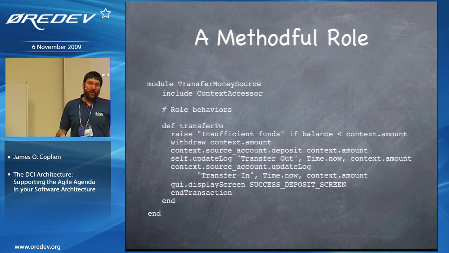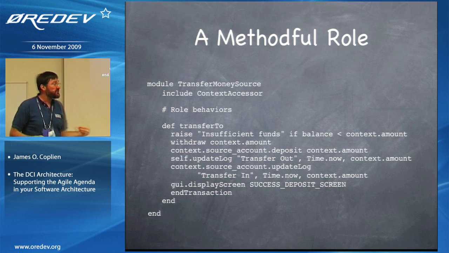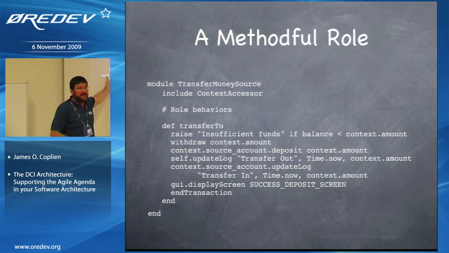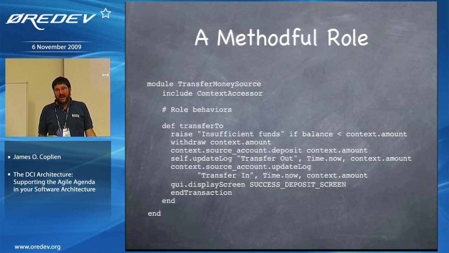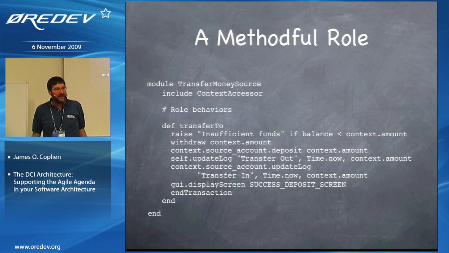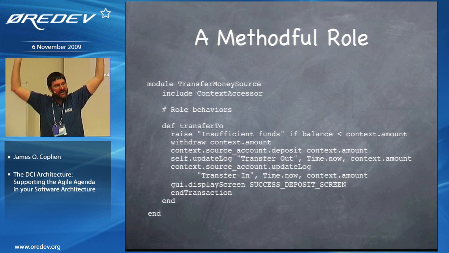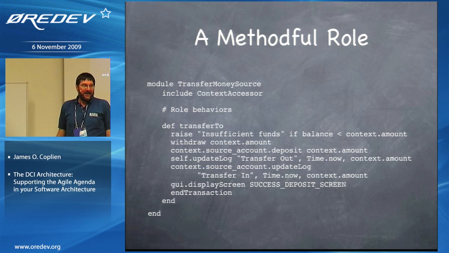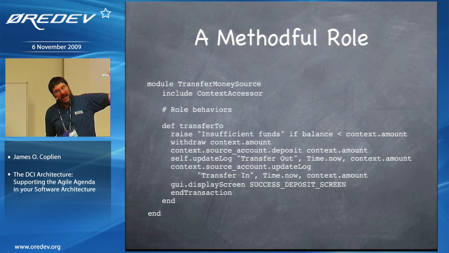In DCI, the roles have methods, so they're not just interfaces. So here's transfer 2, and I can read this. I can do code inspections on this. I can hand this to my office mate with a big red pen and say, does this make sense? If I do this in your grandfather's object-oriented programming way, the methods are, you know, you put them in a box with some dynamite, you blow it up, and they end up scattered all over the place. And you can't understand the algorithm anymore. Here, the algorithm is a full first-class citizen, all the way from analysis into the code.